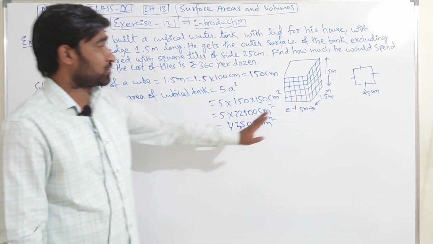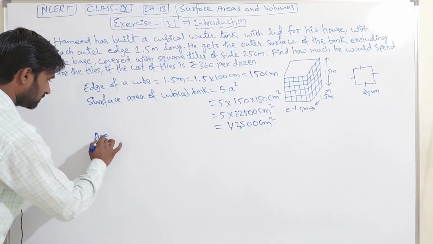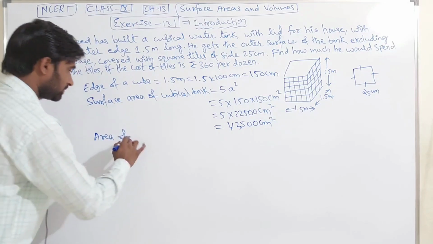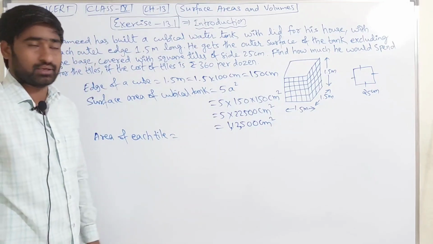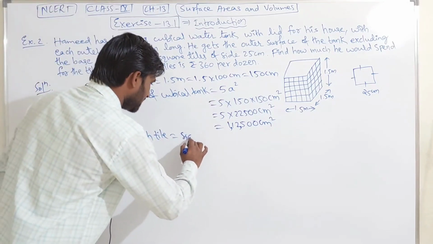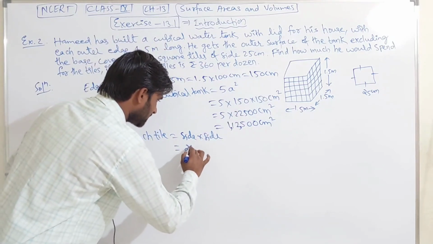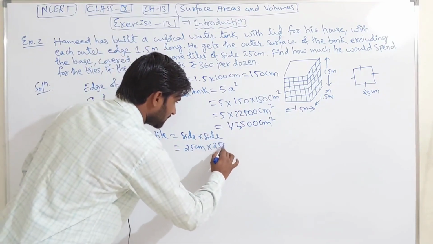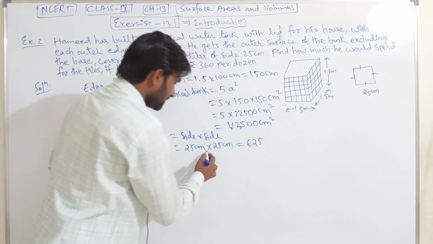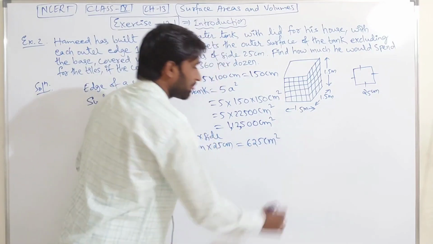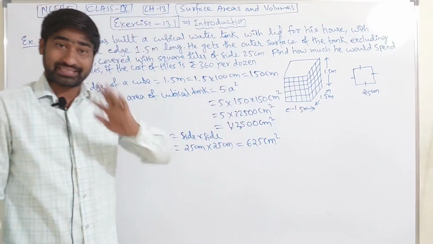So now we have to find the area of each square tile, which is in the shape of a square. So the area of a square is what? Side into side. The side is given as 25 centimeter into 25 centimeter. So 25 times 25 is 625 centimeter square. So now we have to find how many tiles we require for all the 5 surfaces.